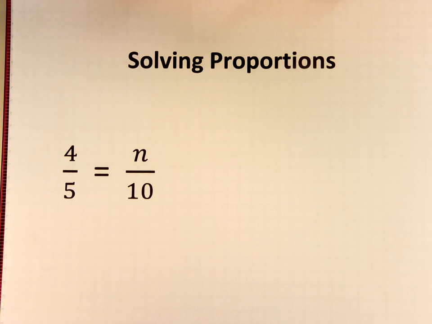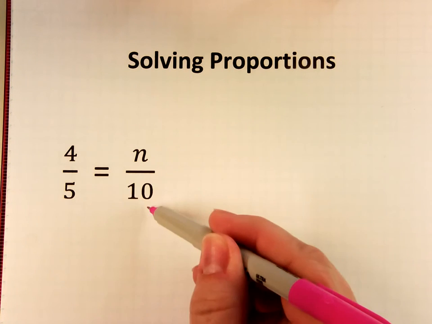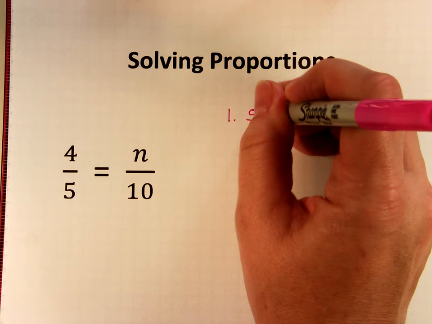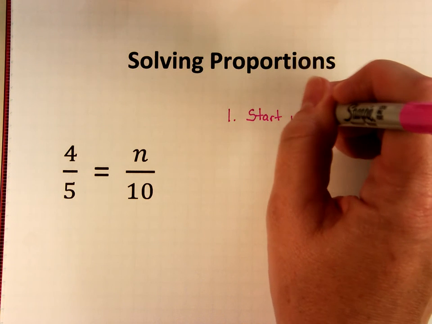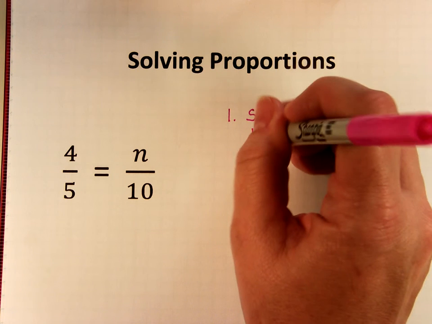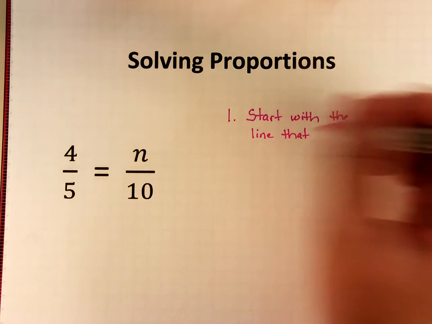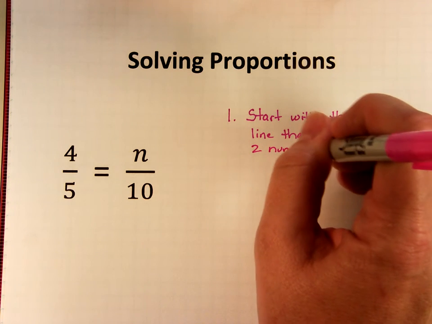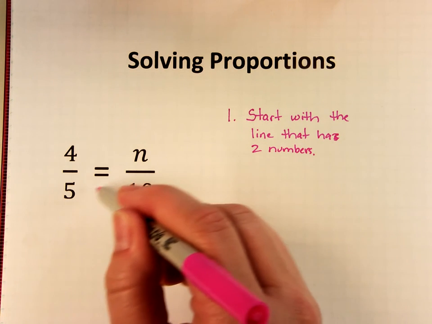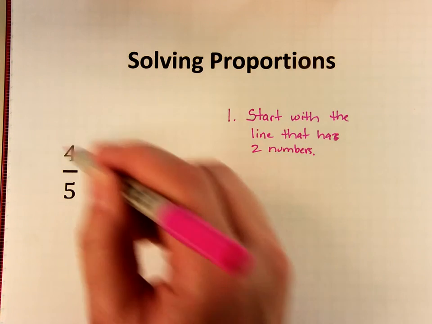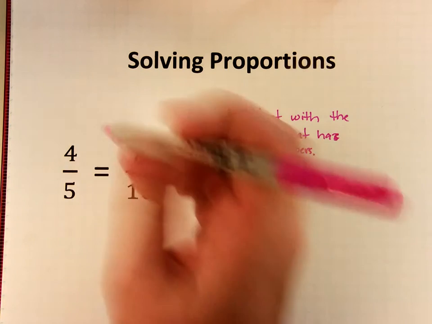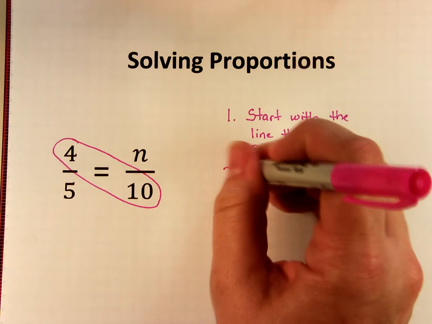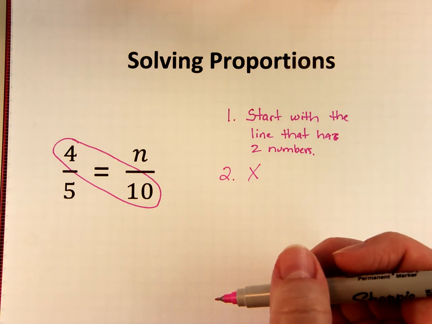When you cross multiply, you need to make the shape of an X right on top of your proportion like this. The steps are, you're going to make your X and start with the line that has both numbers already filled in. That has two numbers. Would it be this part of the X, or this part of the X? It's going to be 4 and 10. You're going to start with this part of the X, and you're going to multiply. 4 times 10 is 40.